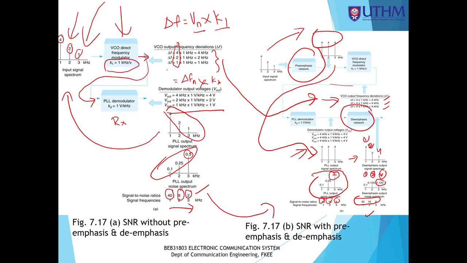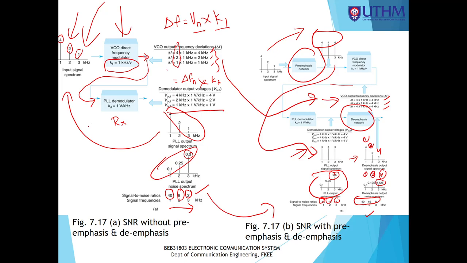As a result, we produce three values of delta F: delta F1 equal to 4 kilohertz, delta F2 equal to 2 kilohertz, and delta F3 equal to 1 kilohertz. Then you see that the output of the modulator is transmitted to the receiver, and it is received in the demodulator. In this example, we skip a few processes. We only show you the modulation process at the transmitter and the demodulation process at the receiver.